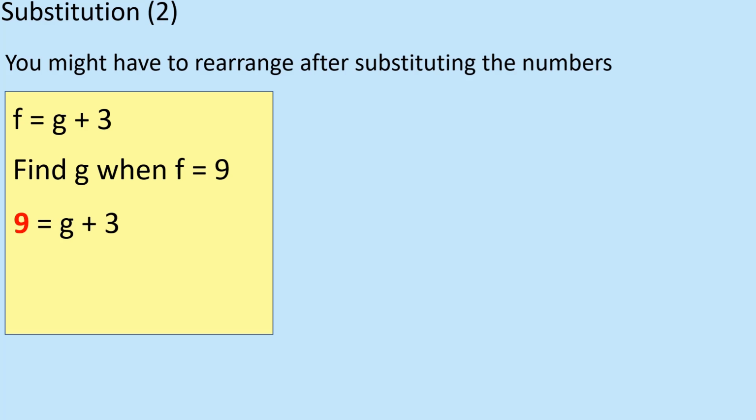When I put the 9 in, you can see 9 is equal to g plus 3. Well, I want to figure out what g is, so I'm going to have to do a bit of rearranging after the event. With this plus 3, I need to take it to the other side, and because it's the inverse operation, it's going to be 9 take away 3, which gives me g, which is 6. You can check that, because 6 plus 3 is 9. But just because I put a number into a formula doesn't necessarily mean it gives me an instant answer. I have to do a bit of rearranging first.